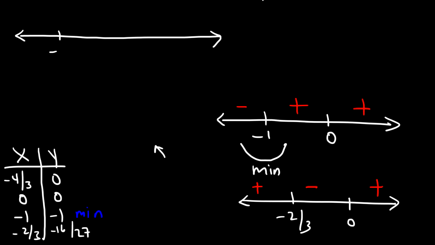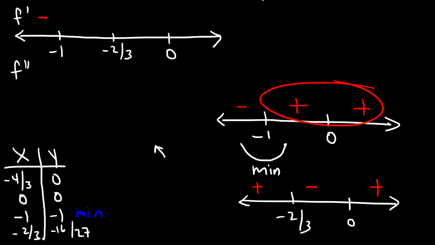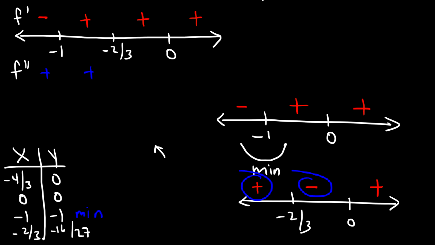So the lowest point is negative 1, and then it's negative 2/3, and then 0. So we're going to put the first derivative on top and the second on the bottom. So the first derivative is negative to the left of negative 1, and it's positive everywhere else. So to the right of negative 1 is going to be positive. Now for the second derivative, to the left of negative 2/3, it's positive. Between negative 2/3 and 0, it's going to be negative. And then it's positive to the right of 0.